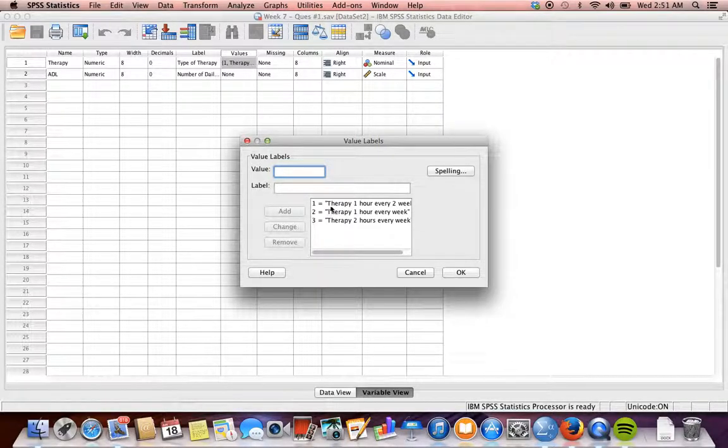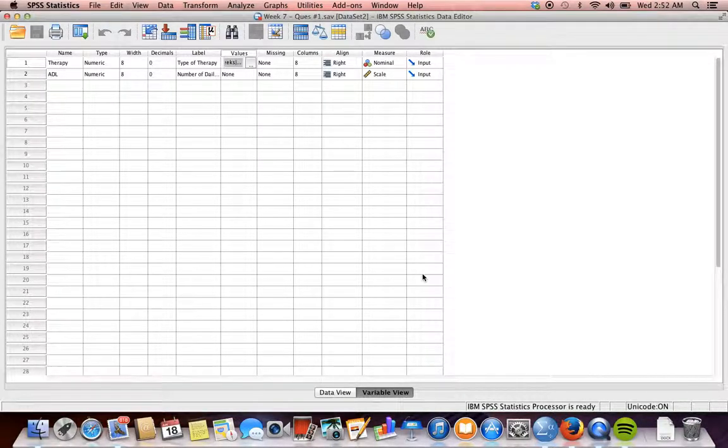So 1 equals therapy 1 hour every 2 weeks. Group 2 is therapy 1 hour every week. And group 3 is therapy 2 hours every week. That will help with interpreting your results. And then for the number of daily activities, again, that's ADL, I gave that the label number of daily activities.